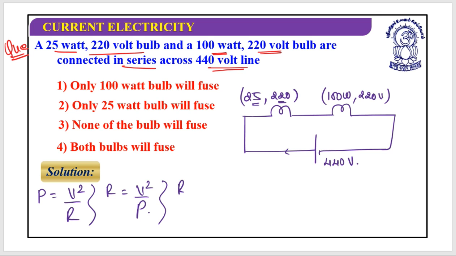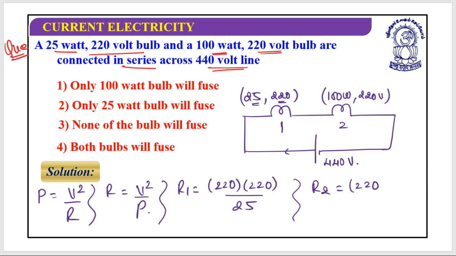Let's suppose R1, this is the first bulb, this is the second bulb. R1 is equal to V square by P, which is 220 multiplied by 220 divided by 25. Same way, R2 is equal to 220 multiplied by 220 divided by 100. This is in ohms. Yes, this is the resistance of each bulb.